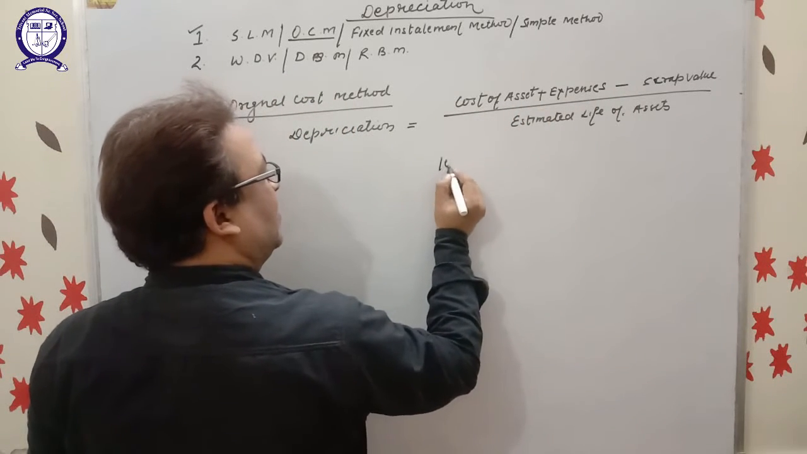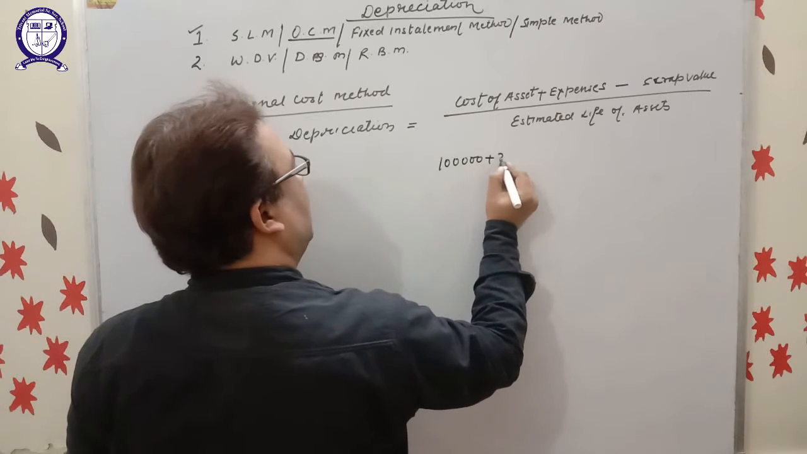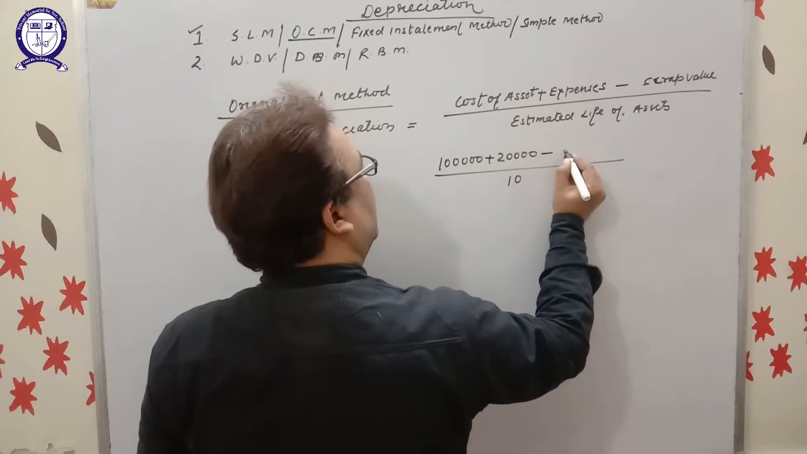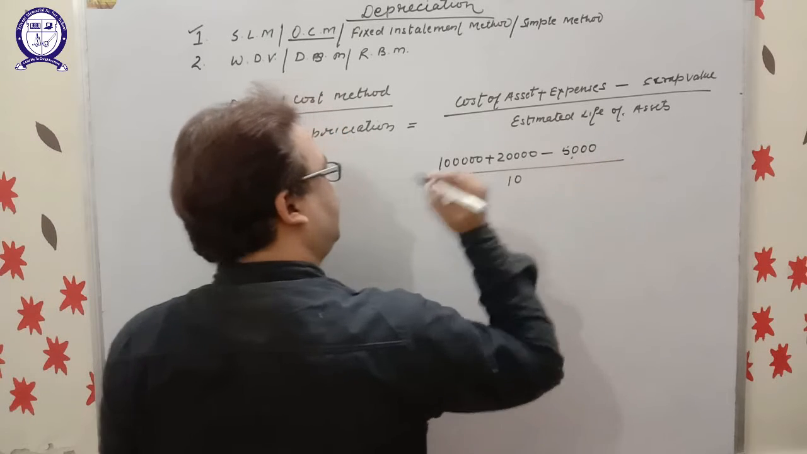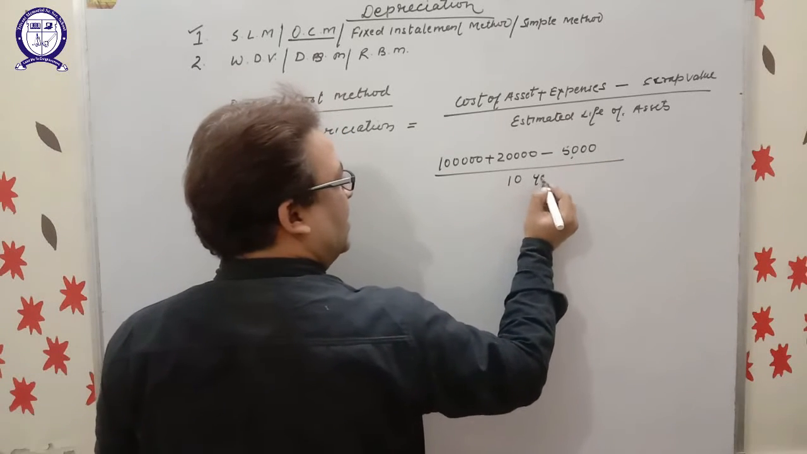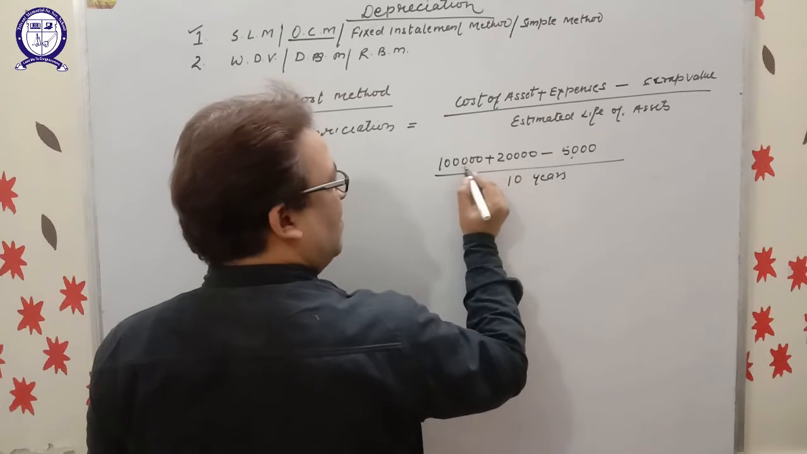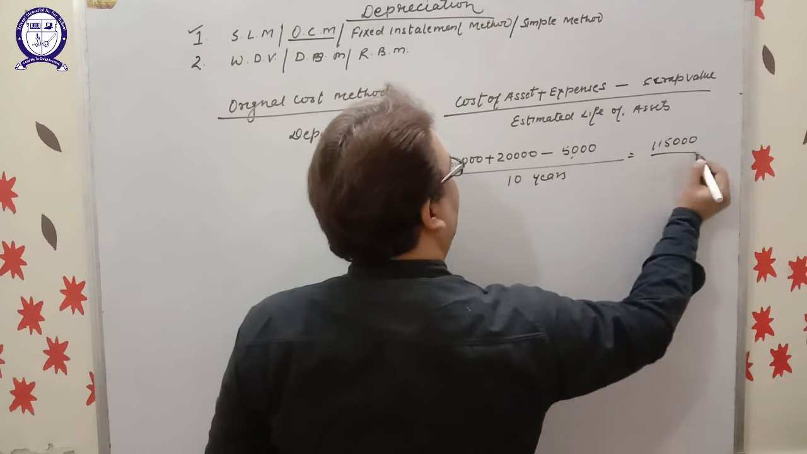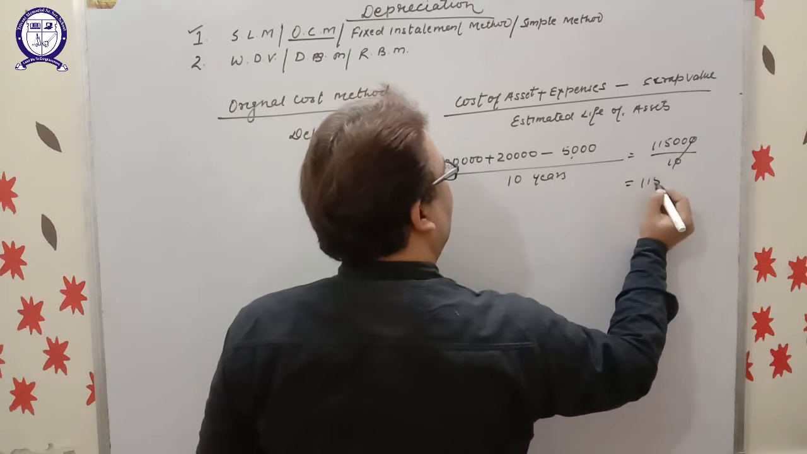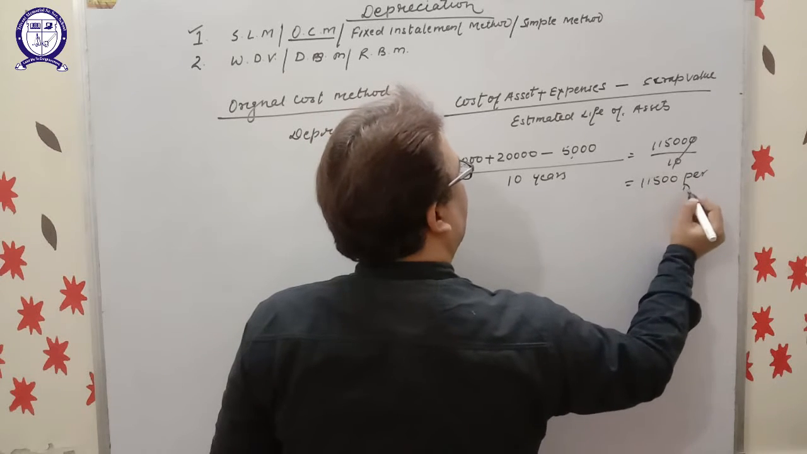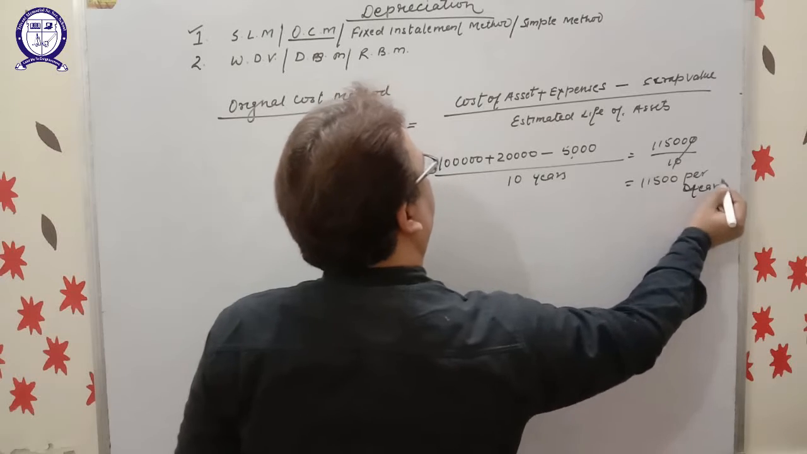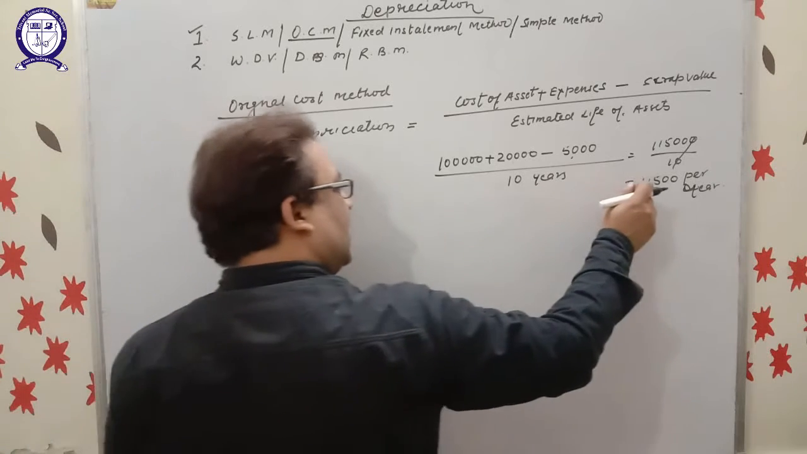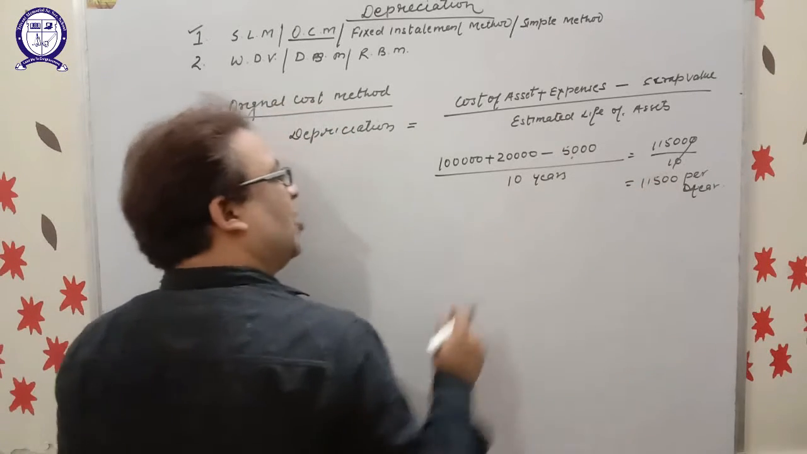Suppose we have purchased assets for 1 lakh, 20,000 we have paid for installation, and after 10 years it will be sold for 5,000 rupees. This 10 is the 10 years estimated life of assets. So 1 lakh plus 20,000 is 1 lakh 20,000, minus 5,000, 1 lakh 15,000. This expense is for 10 years. So 11,500 per year depreciation will be charged. So this is the method for the calculation of depreciation. Every year this depreciation will be recorded in the accounts book.